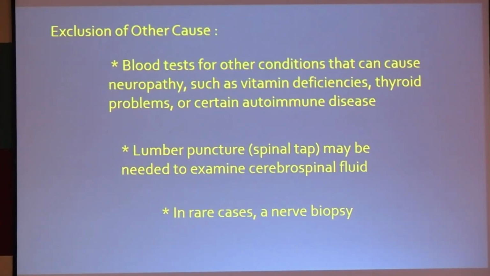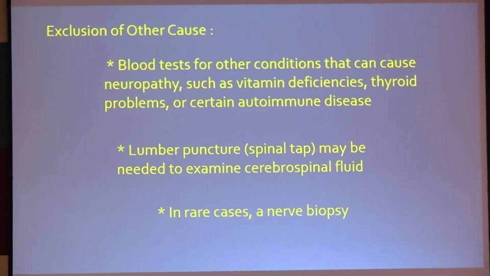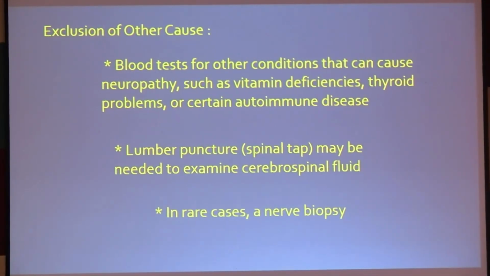Blood tests for other conditions like vitamin B12 deficiency, thyroid disorders, certain autoimmune disease. So tests should be done to exclude other causes of neuropathy.